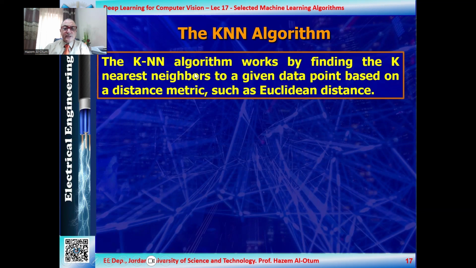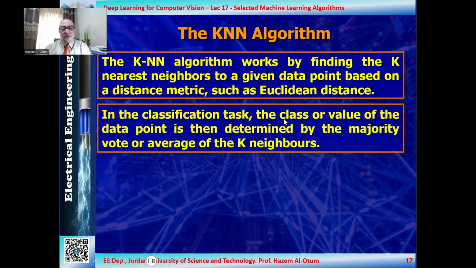So how does it work? It tries to find the k nearest neighbors to a given data point based on a distance metric, such as Euclidean distance, though other types of distances can be used. So we try to find whether this sample belongs to this or to that class by finding the closest, or the smallest error or distance, from this or that class's samples.